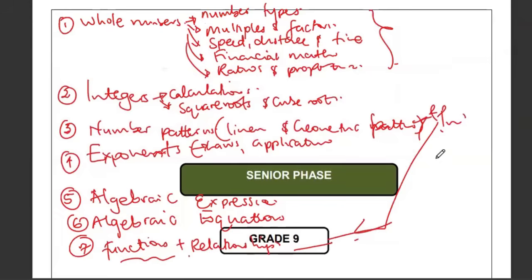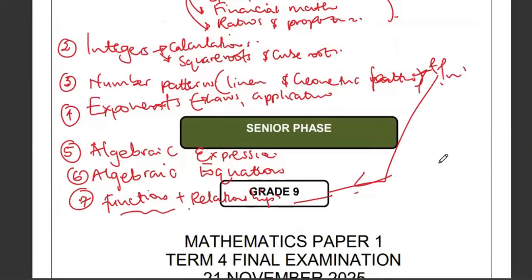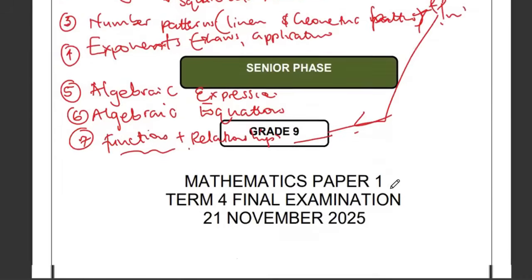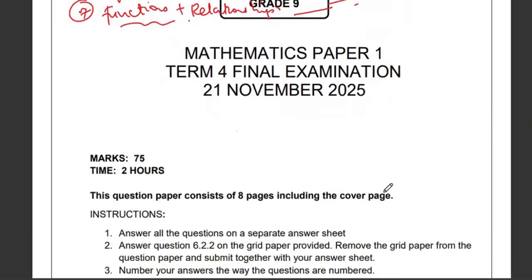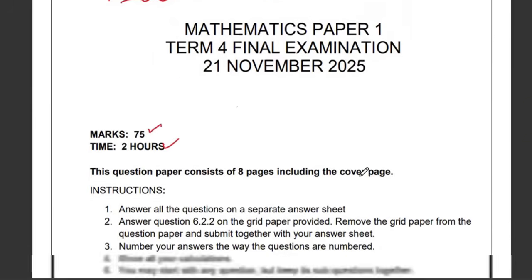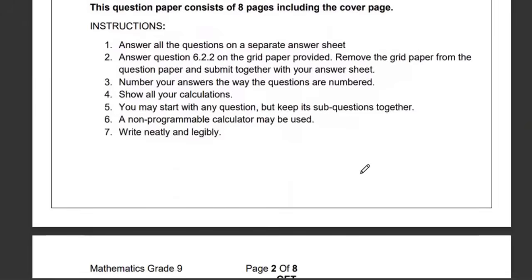So I'm going to use this paper just as a dummy or just as a revision guide. Follow through and let's see how we would have done a paper of this magnitude. This paper is 75 marks. Duration should be 2 hours. The instructions are clear. We need to answer all the questions. Then 6.2.2 must be answered on the grid and number your answers the way the questions are numbered. You need to show all the calculations. Grade 9s, this is important.